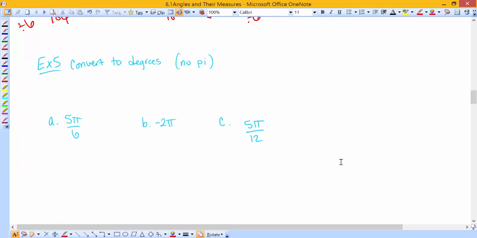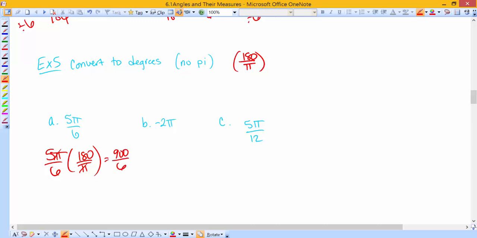Number 5, again, review from last year. When you're converting to degrees, you're going to multiply by 180 over pi. I need the pi to cancel, so this is no longer in radians. So I have 5 pi over 6 times 180 over pi. Pi's cancel. Now I am just going to go ahead and use my calculator and see if it works without giving me a decimal. 5 times 180 is 900 divided by 6. And I get 150 degrees. So that worked out good.